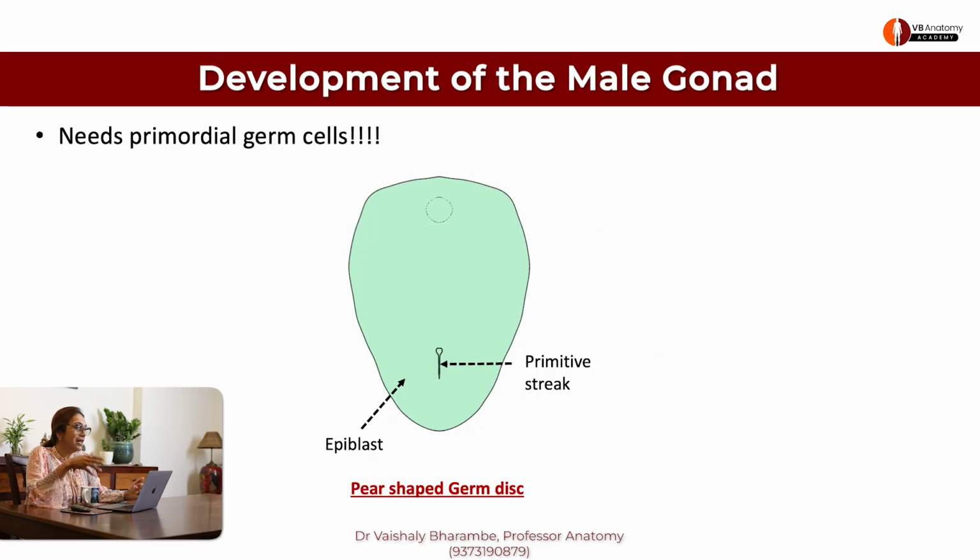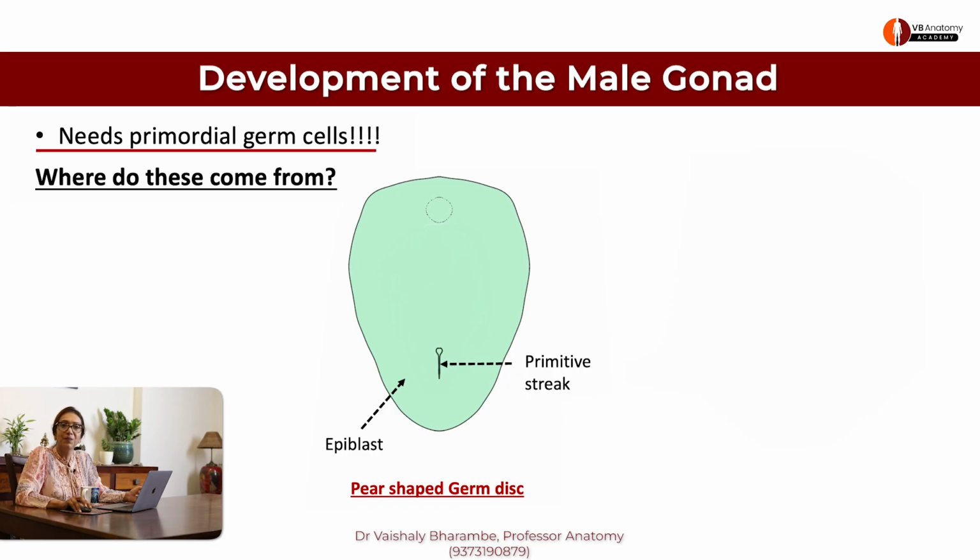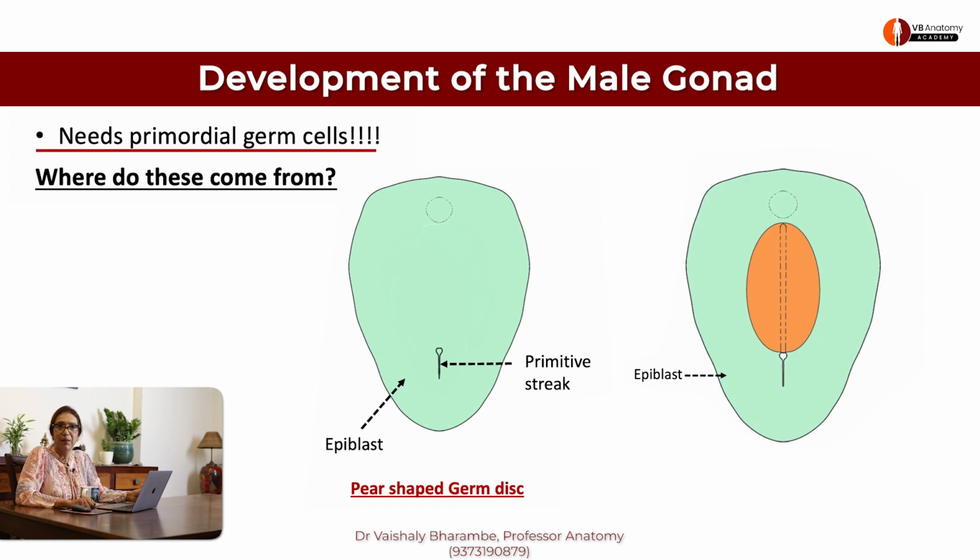What is the thing that I need to develop testes? I need primordial germ cells. I need the germ cells, right? Where am I going to get them from? Where am I going to get the germ cells from? So now see what happens.